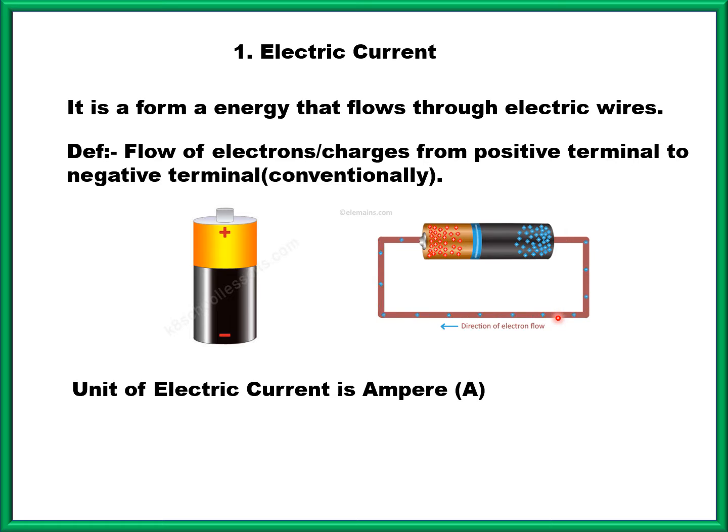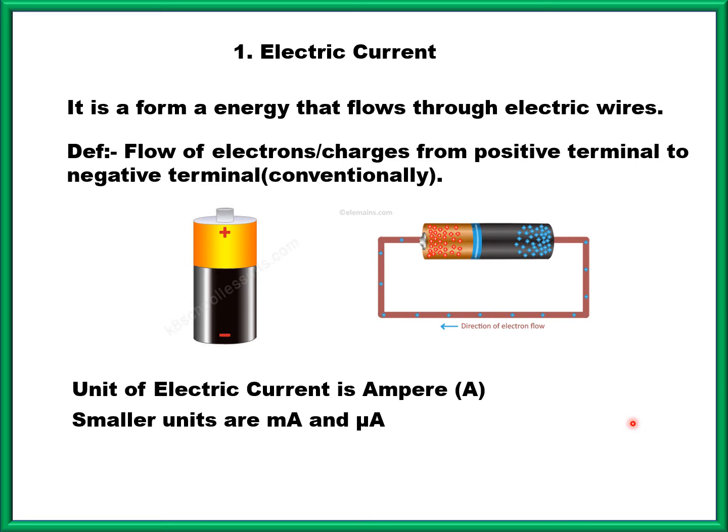Next we will see what is the unit that we use to measure electric current. To measure electric current we use a unit named ampere. It is represented using capital letter A. Ampere is a large current. We have smaller units like milliampere and microampere, etc.